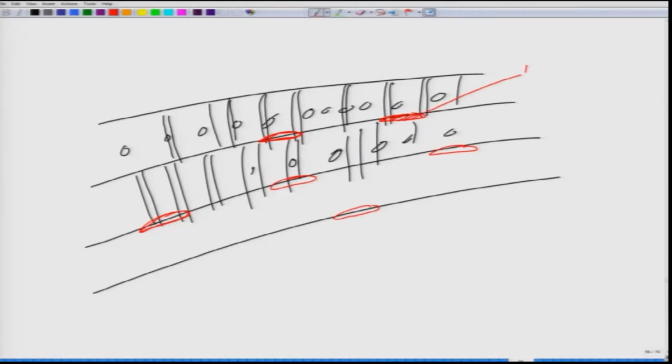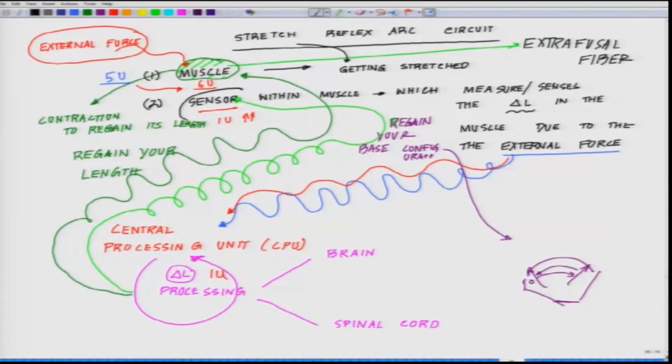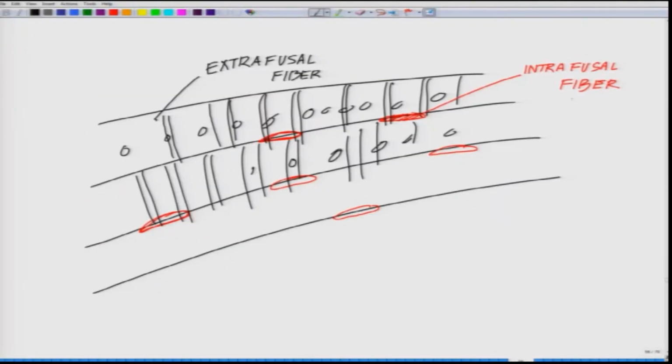And these red ones, what you see, are called intrafusal fiber, and this is your extrafusal fiber, and these intrafusal fibers are nothing but these sensory elements. These intrafusal fibers are sensory elements.